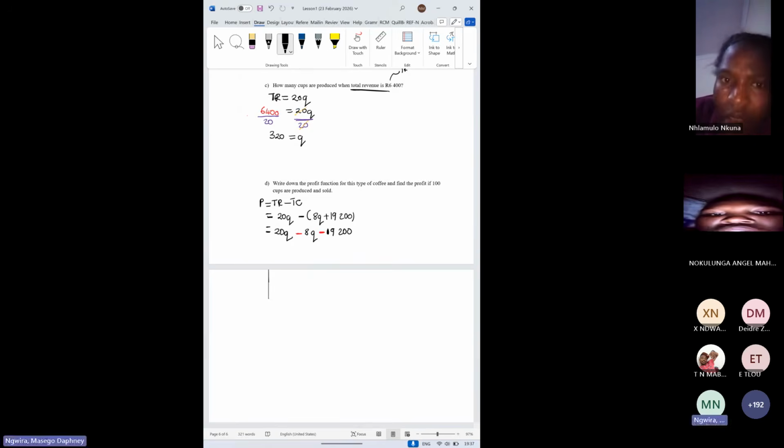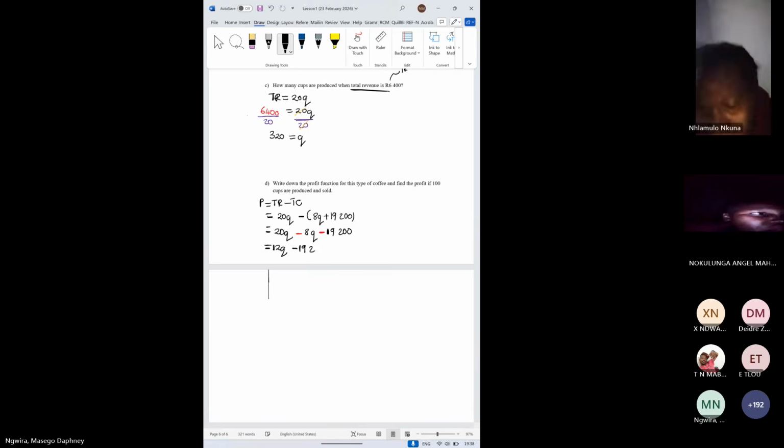All right. And then I can subtract these two terms because they both have Q. It's like apples and bananas. So 20 bananas minus 8 bananas, how much am I going to have? They both have Q. 12. So it's 12 bananas. These ones are not bananas, so they just stay like this. So this is my profit.